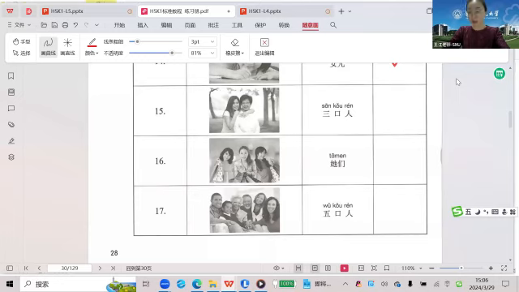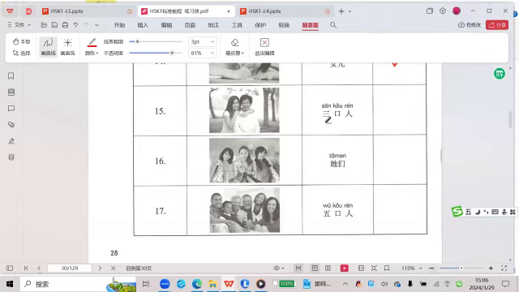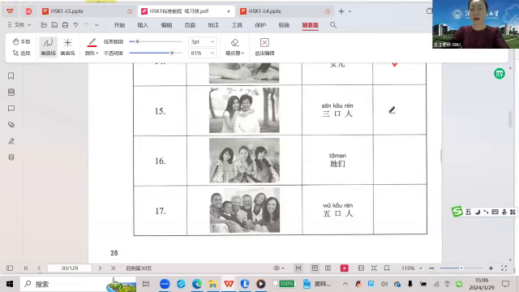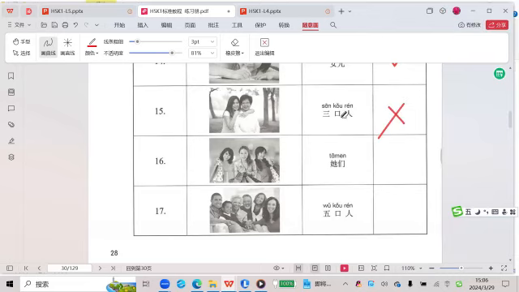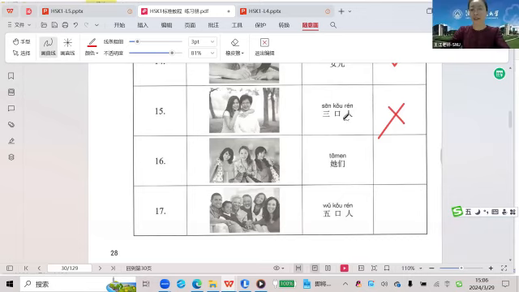Muhammad Ashad Mustaq. Okay, number 15. 三口人. Wrong. What's the meaning? 3 people. But there are only 2 people in the picture. 三口人. Pay attention to this word, 人.